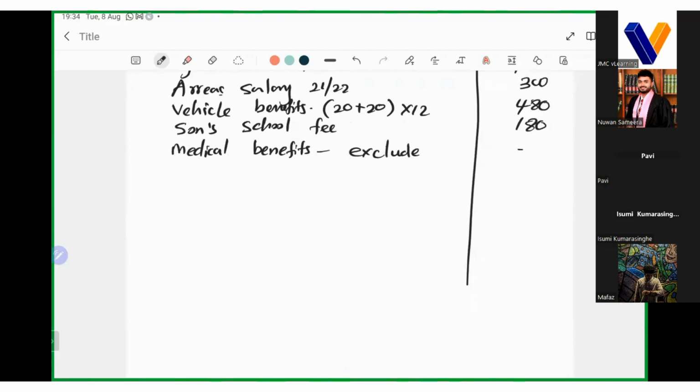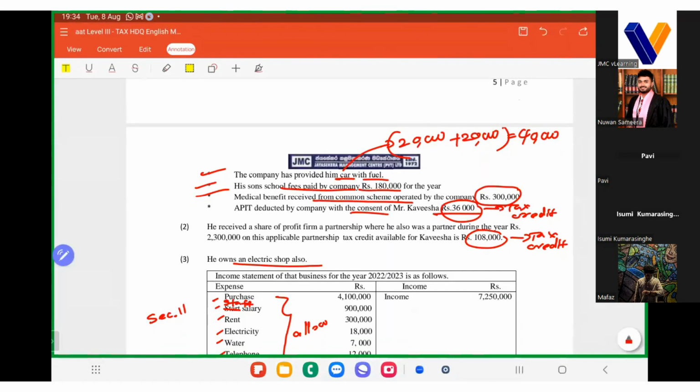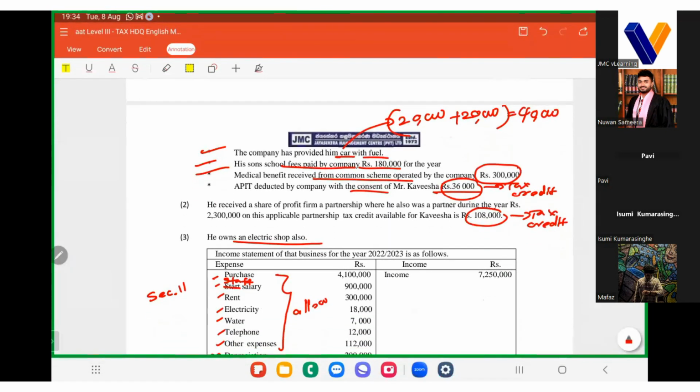Exclude, right? So it should not be taken. You have to write it down as excluded. Doesn't matter whether you say exempted also, but the correct word is excluded. But even if you write down exempted, the examiner will consider that as a correct answer.